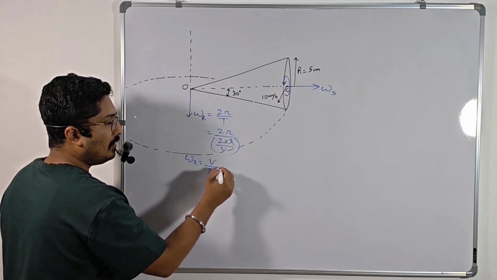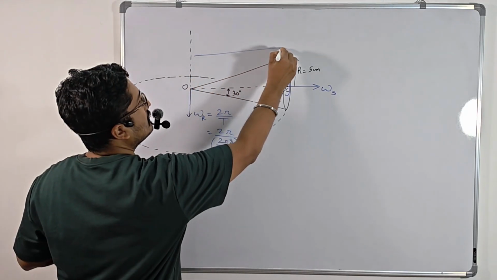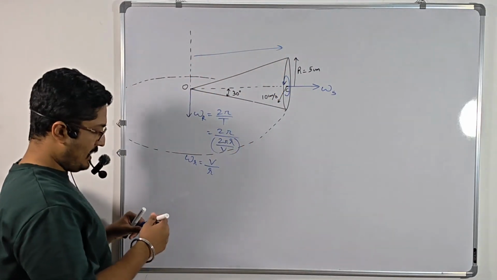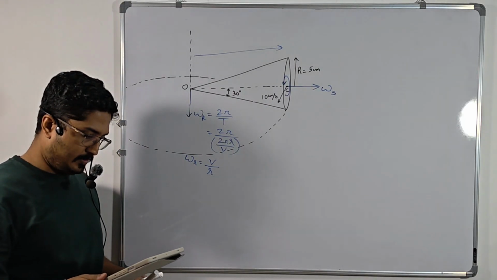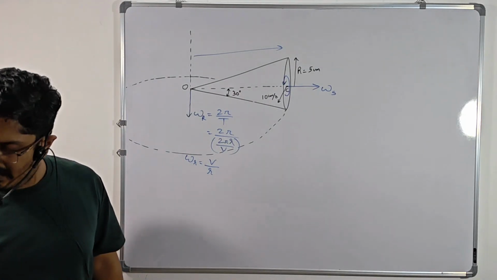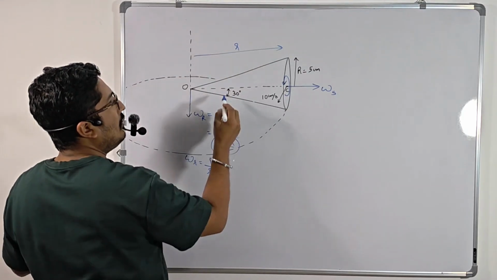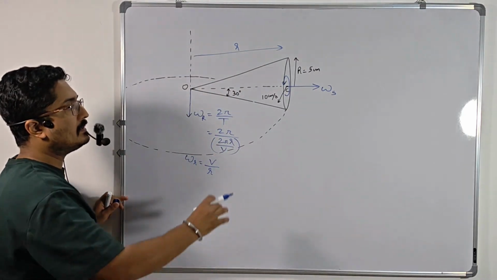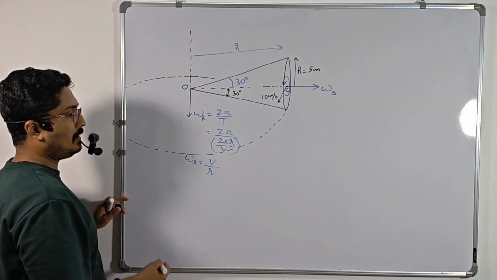v by r. Now the important thing is, what is this r? The r here is this distance, and as per the question, how much is that r given? They have not given this r, but we can find it, right? That r is not given. Let me call it a small r, but they have given this angle. So using this angle, which is 30 degrees, I'll be able to find out that r.